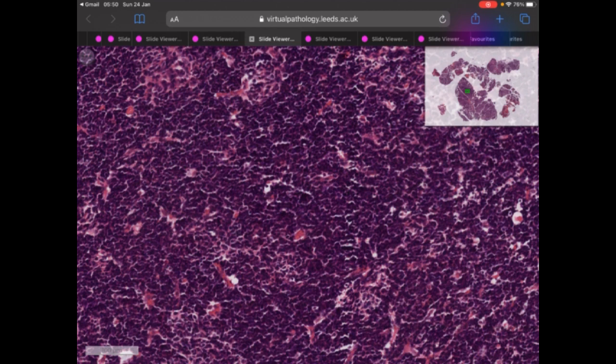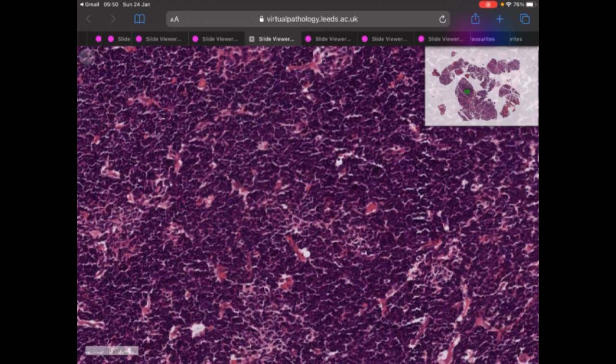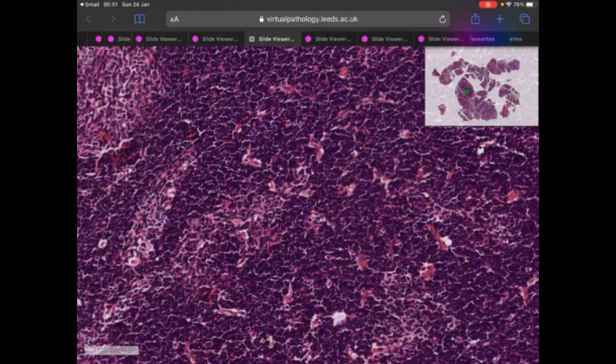And they are compact and crowded. We can't really appreciate the presence of cytoplasm. There is very minimal cytoplasm. They are crowded and very close to each other. When we see this primitive looking cell, usually the differential diagnosis is lymphoma or other embryonal tumors because of this primitive looking appearance of the cell.